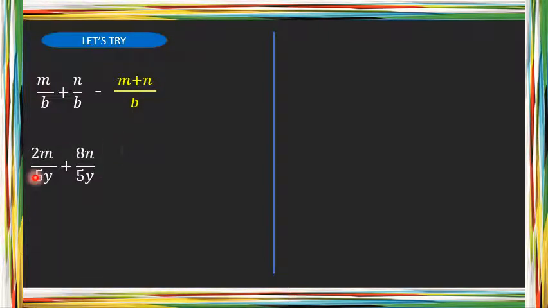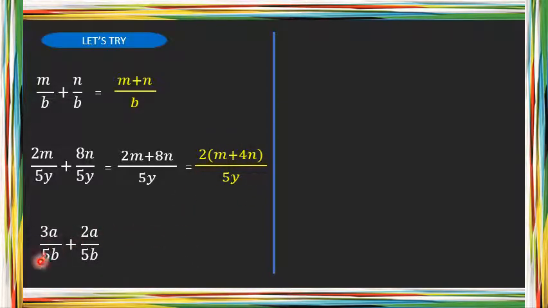Another example, 2m over 5y plus 8n over 5y. Again, copy the denominator. And you cannot combine this one because it's not the same variables. So we have the answer, 2m plus 8n over 5y. But we can apply the common monomial factor. That's why it's made like this: 2 quantity m plus 4n over 5y. We cannot cancel out because this is the final answer.